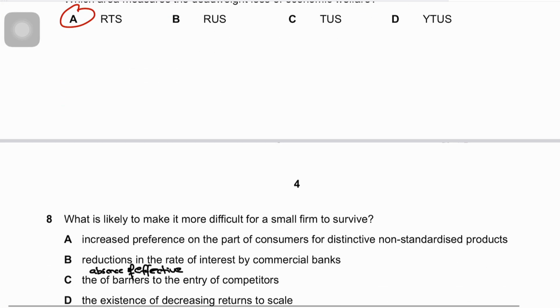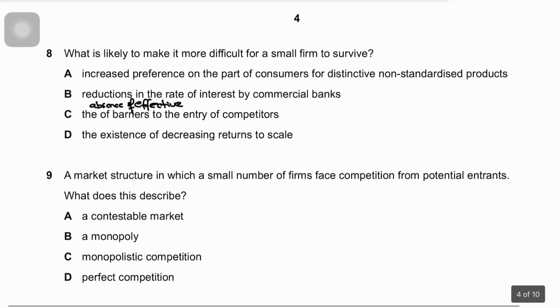The next question, number 8, says, what is likely to make it more difficult for a small firm to survive? If you look at option A, it says increased preference on the part of consumers for distinctive non-standardized products. And this would actually favor small firms because they can now cater to the niche market and provide unique products that larger firms cannot offer, right? So this is not the correct answer, while option B would again favor small firms because of a falling rate of interest and they could finance their operations.